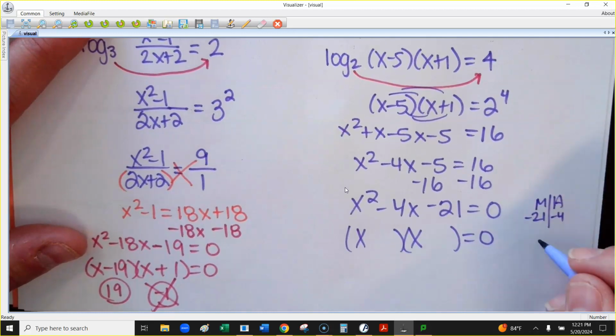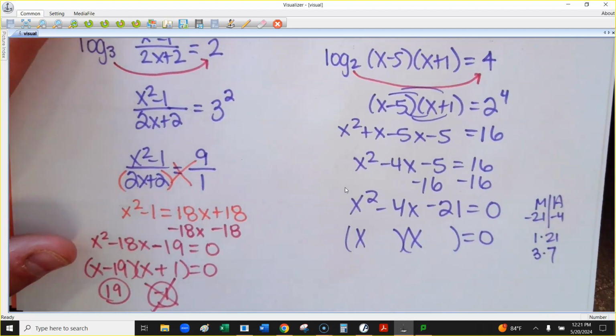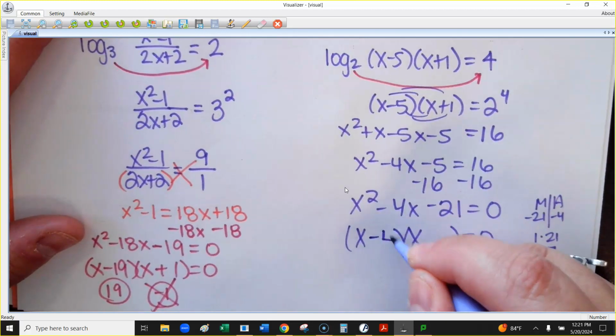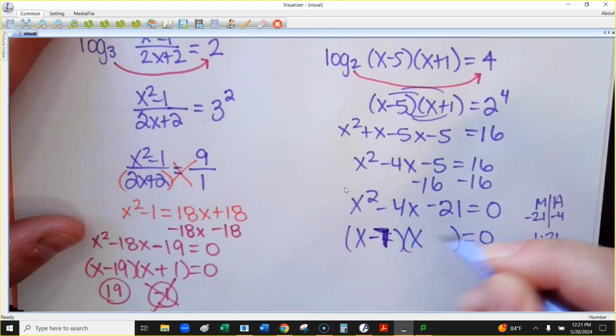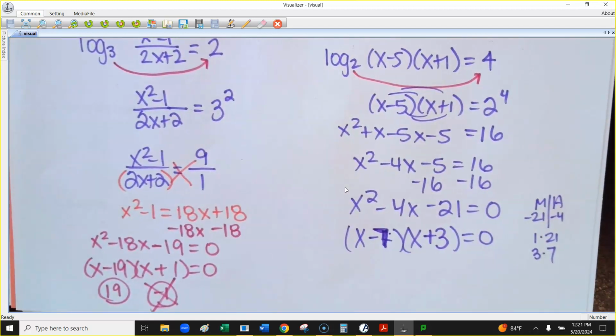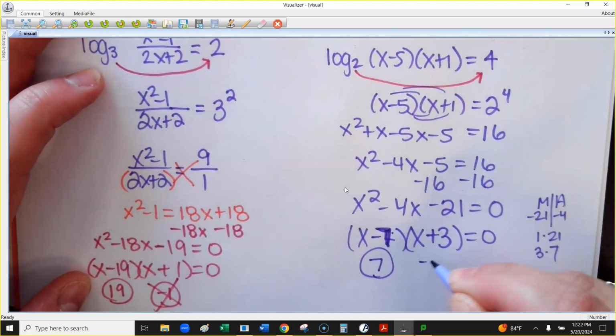I got 1 and 21, 3 and 7. Those are my options. So it's got to be the 3 and 7, right? If I have to get -4, it has to be -7 and +3 for the factors. -7 times 3 is -21. -7 plus 3 is the -4. Actual answers to the question, +7, -3.